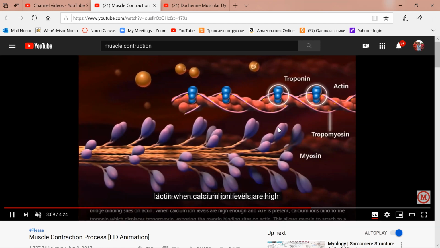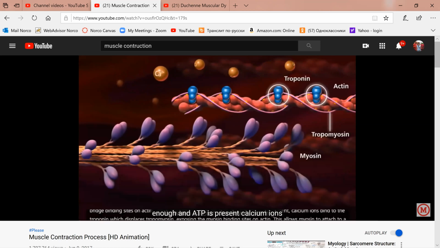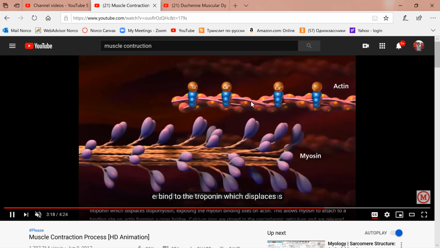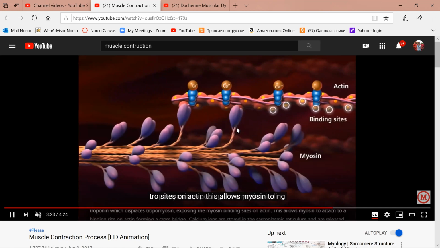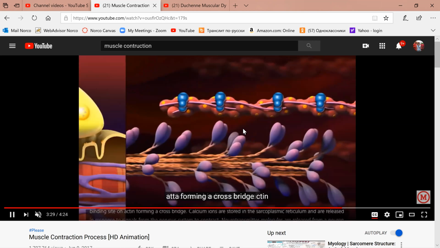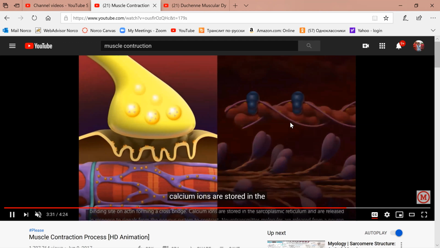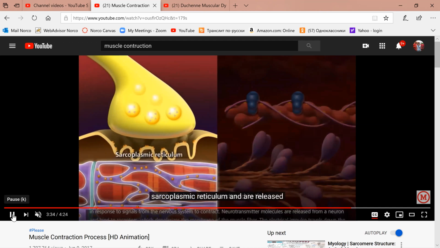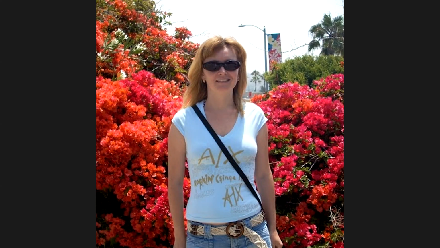But when calcium is attached, right, it takes time for calcium to attach, and then tropomyosin is moved. So now myosin can bind to actin and pull it towards the midline. Okay, so as I said, I'm gonna pause this video also, guys, for you to watch on Canvas. And that's it for this video lecture, and I hope it was helpful.